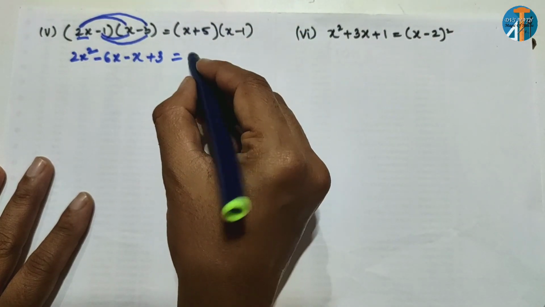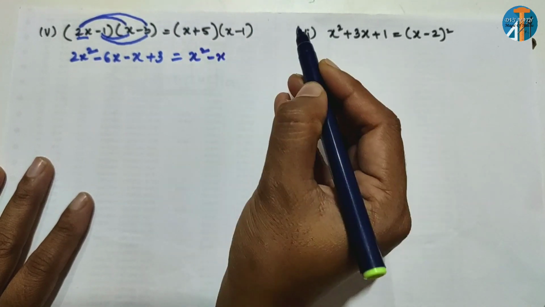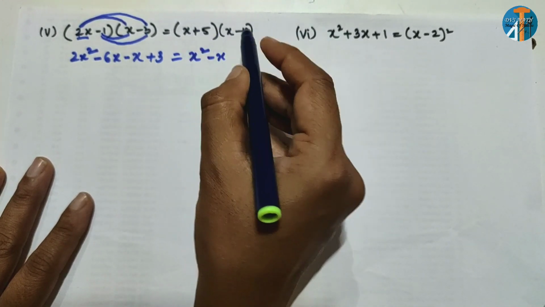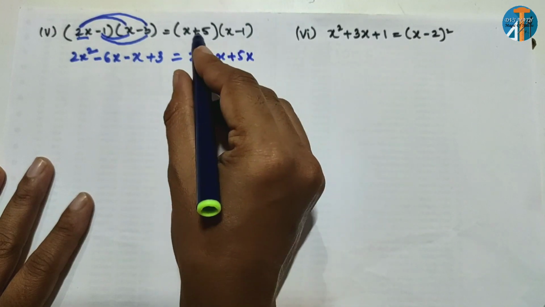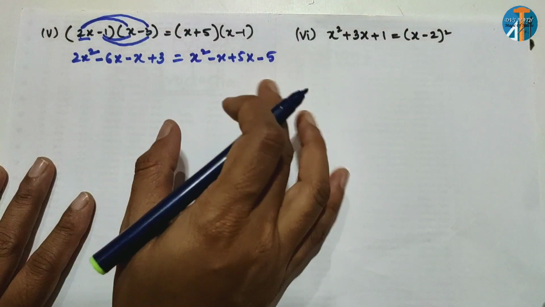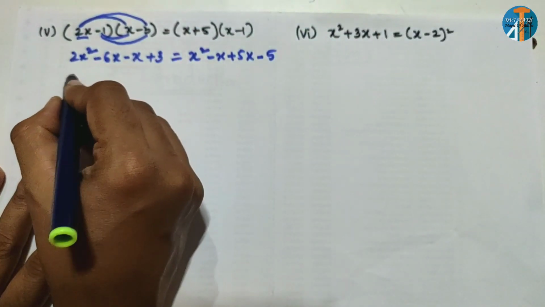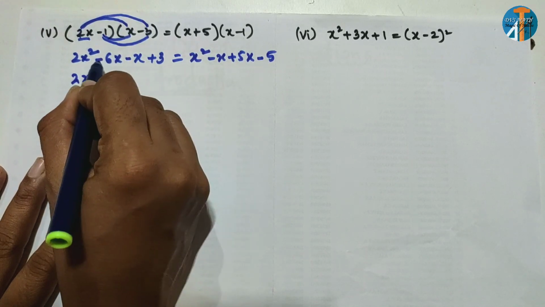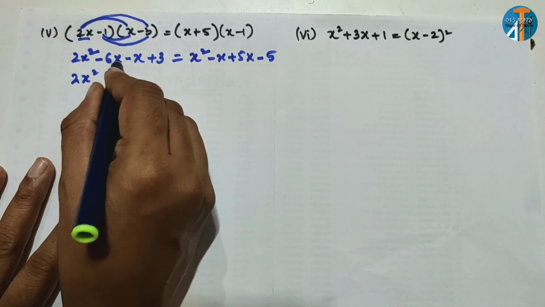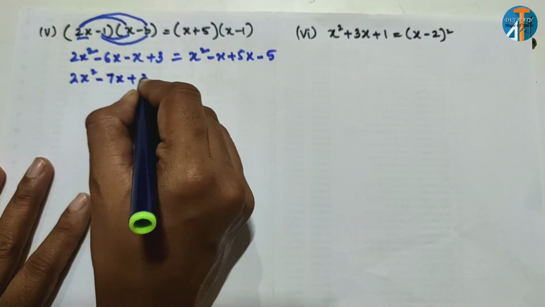Then x into x, x square. x into minus 1, it is minus x. Again plus 5 into x, plus 5x. Plus into minus, minus 5 ones are 5. Okay, now by simplifying this and taking to the LHS, 2x square minus 6x minus x, it becomes minus 7x plus 3.